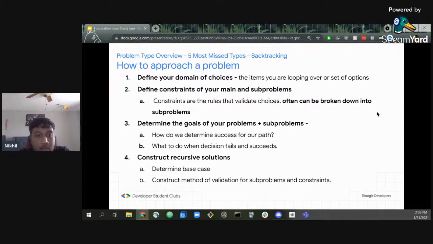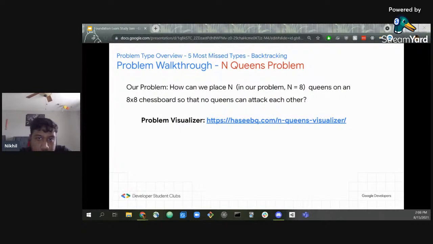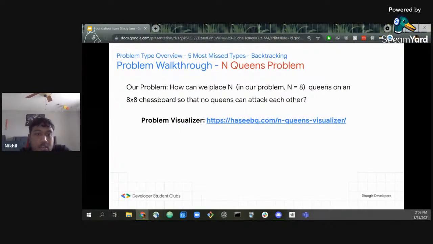Here we have a common backtracking problem, the n queens problem. In our example, we're going to use n equals 8. In chess, a queen is an object that can move any number of spots in any direction, so vertically, horizontally, and diagonally. We want to place 8 queens on a chessboard of 8 by 8 spots, such that none of the queens attack each other, which also further implies that none of them can be placed on the same row, column, or diagonal path.